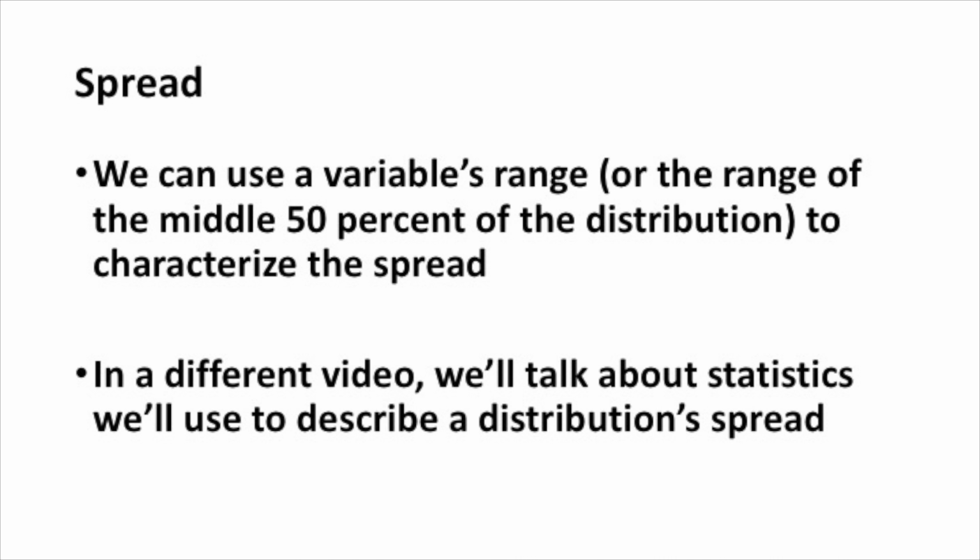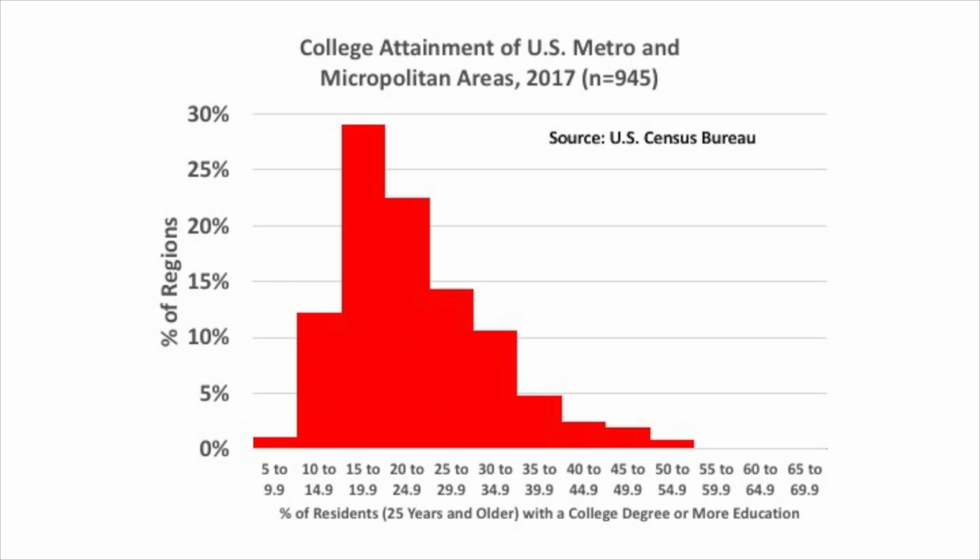Here's a histogram showing the distribution of college attainment rates across U.S. metropolitan and micropolitan areas. So these would be regions, could be big cities like New York, could be smaller places like Bangor, Maine. So again, it kind of runs the whole spectrum.